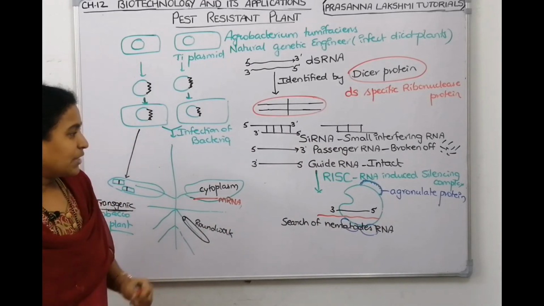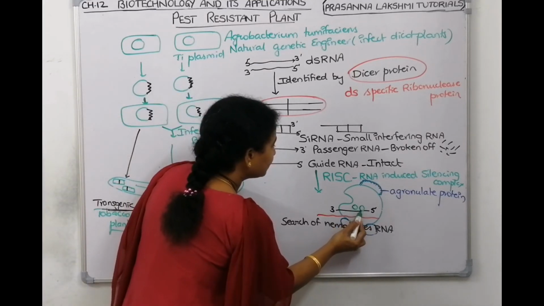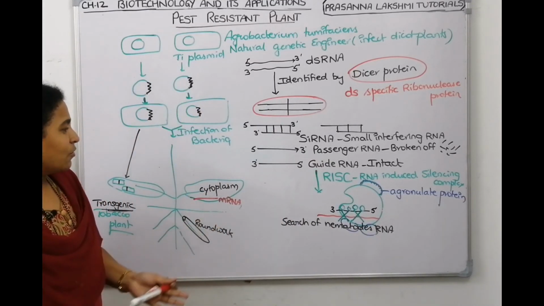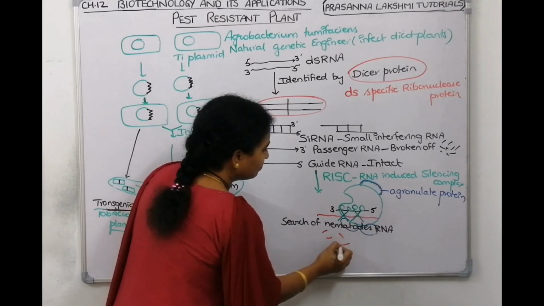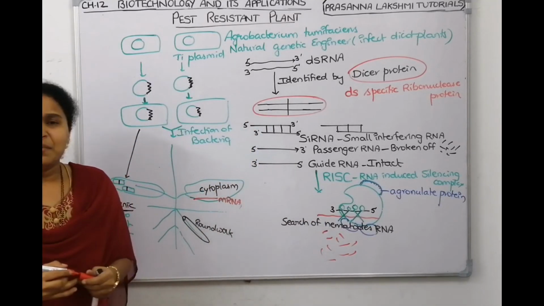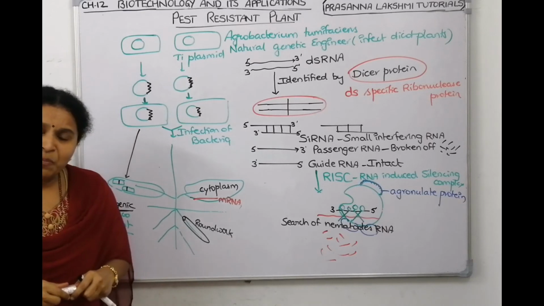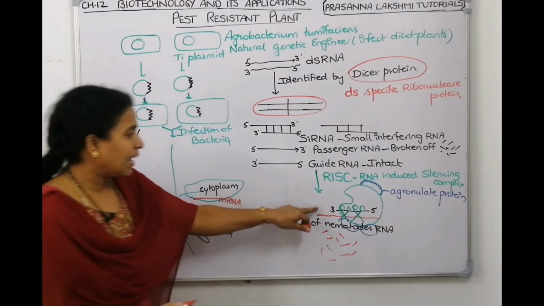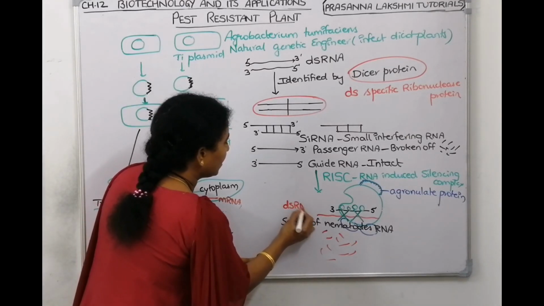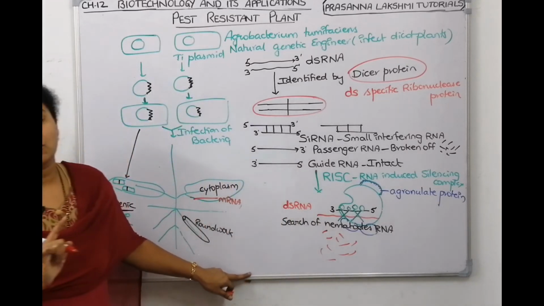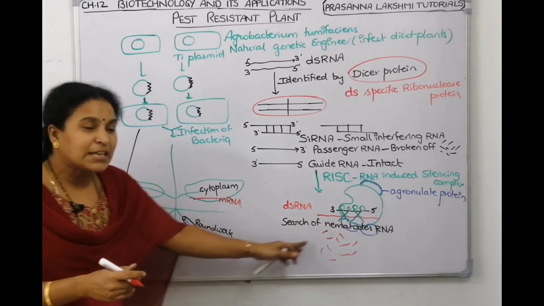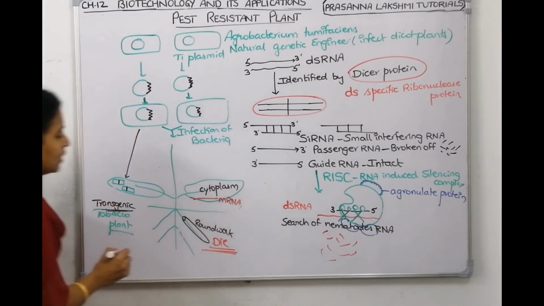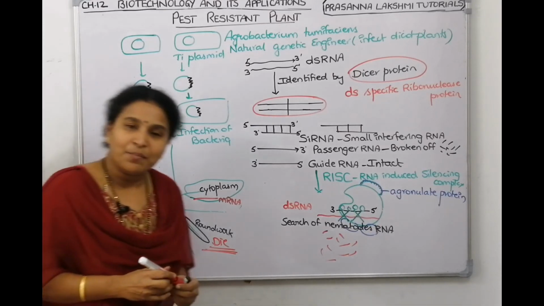And what will it do? It will bring a scissor and cut off the nematode RNA. The roundworm's RNA is broken into pieces. That means nematode RNA is not free. First it converted into double-stranded RNA, and then finally it will break it also. When it cleaves off, if this RNA is not there, will the nematode survive or die? Nematode will die. So, this is the technology.